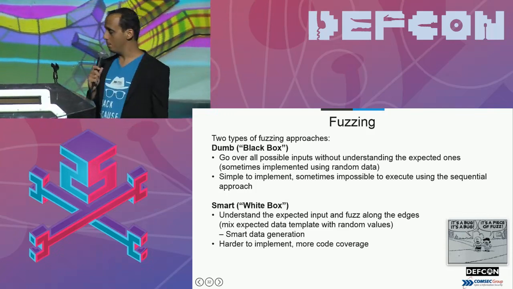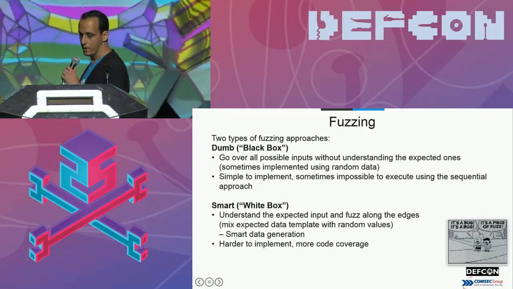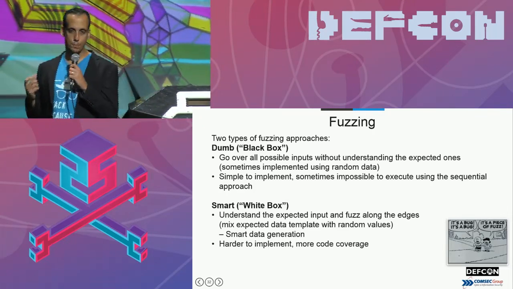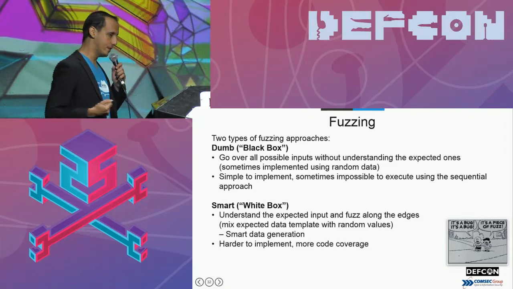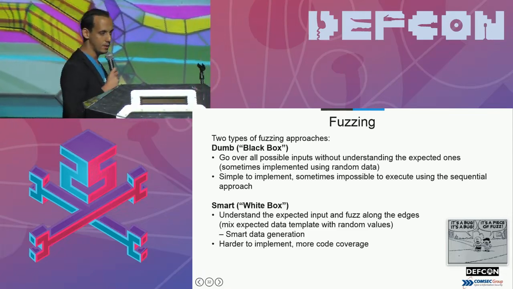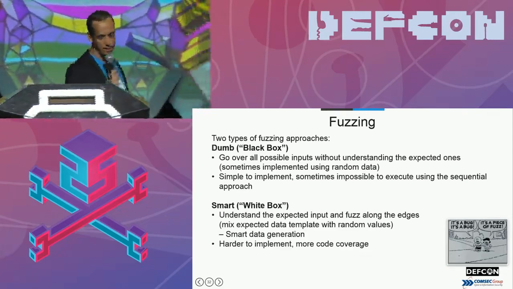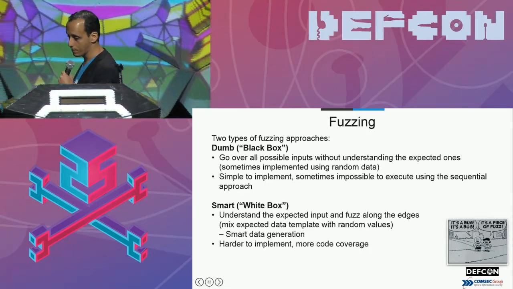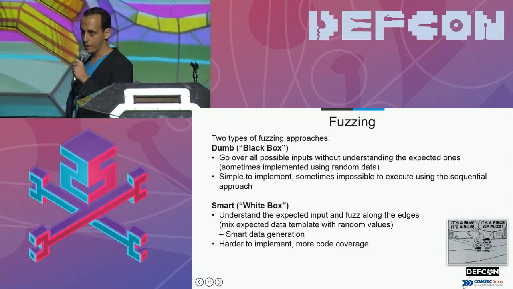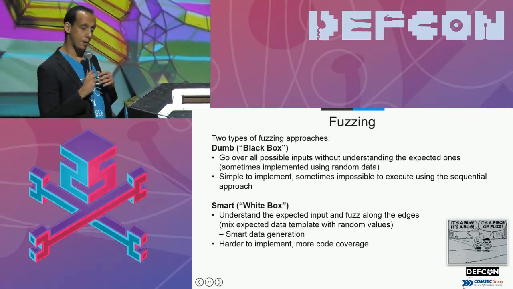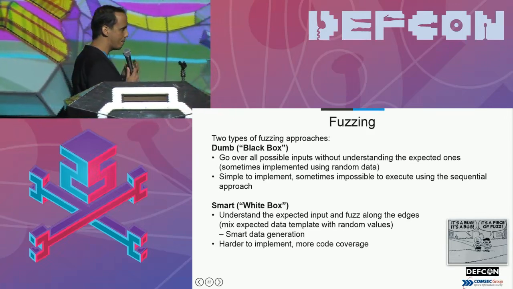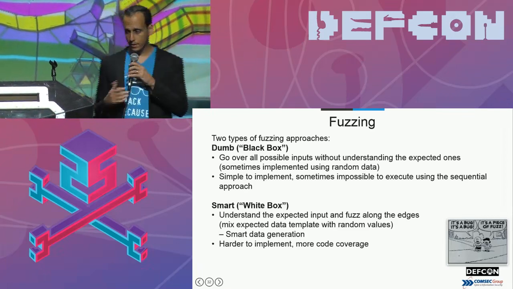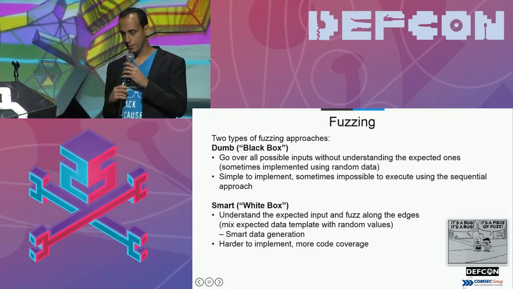On the other hand, there is smart fuzzing or white box fuzzing. In this technique, you understand the expected input. You understand each parameter that is being sent to the interface, in this example, the named pipes, and you slightly modify, and test at the edges of the valid values to check for bugs and errors. So this is smart data generation, and if you have, for example, a file with a checksum field, in smart fuzzing you need to calculate it, and of course it is harder to implement.